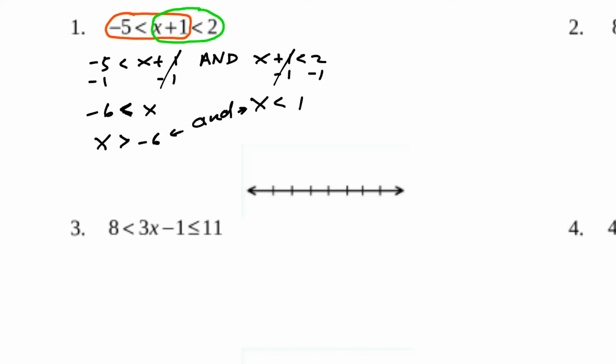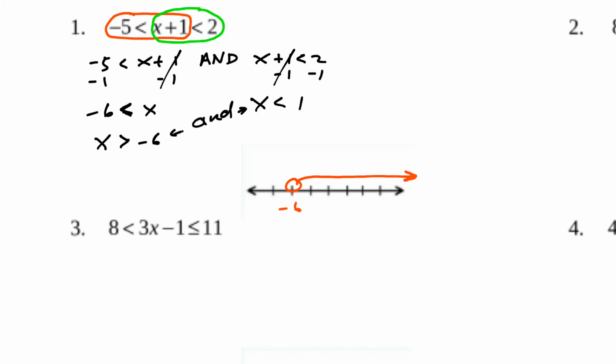All right, so let's graph each of these. I'm going to graph the left one in red. So in red for that one, I'm going to put -6 on my number line. And then I do not have the equal to bar, so I'm going to make an open circle. And this one is x greater than -6, so I'm going to shade it to the right.